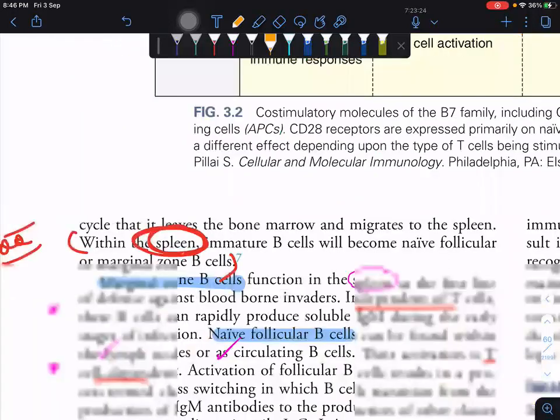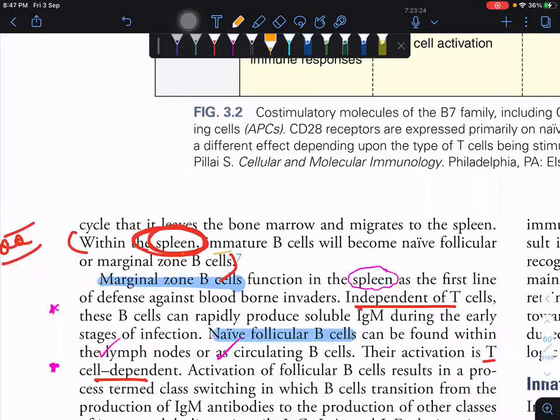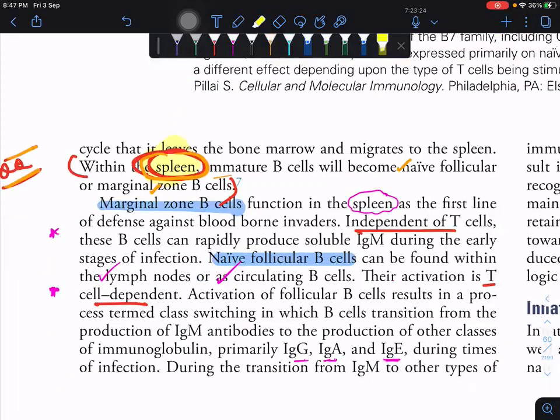After that it will become mature, either naive follicular or marginal zone B cell. And where the maturation of B cell happens, that is an MCQ: it will happen in the spleen. That maturation of B cell will happen in the spleen. So there are two types of cells, as I told you: naive follicular B cell and marginal zone B cell.